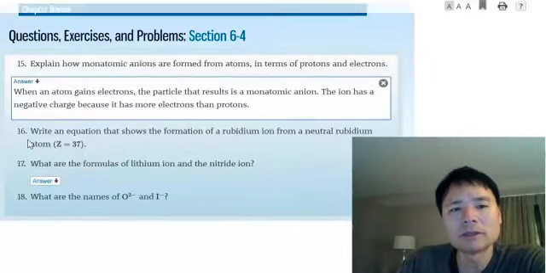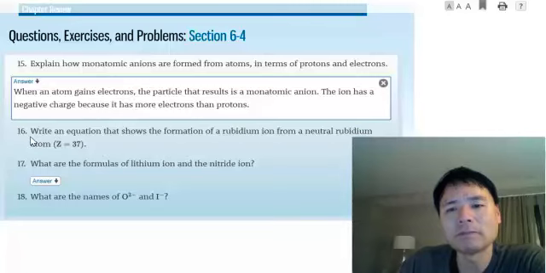Let's see the book's answer. When an atom gains electrons, the particle that results is a monatomic anion. The ion has a negative charge because it has more electrons than protons, so an imbalance there. More negative charges than positive charges.